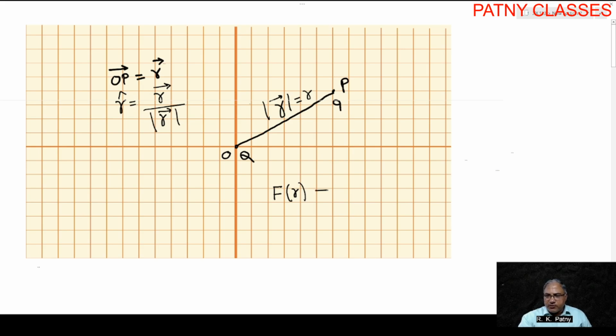F is the electrostatic force present between both the charges, given by Coulomb's law of electrostatics: F of r equals 1 upon 4 pi epsilon naught, q multiplied by capital Q upon r square, multiplied by the unit vector in the direction of vector OP. Let us call it equation number 1.